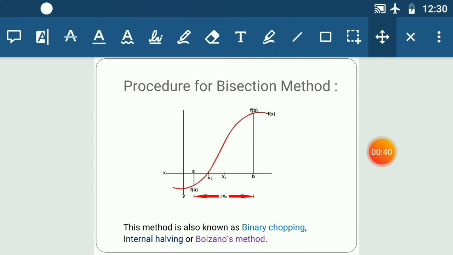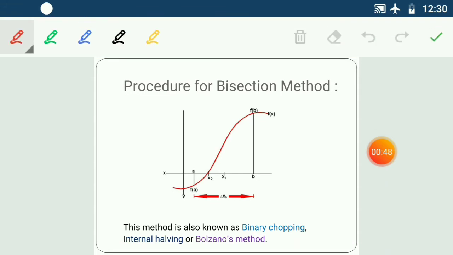So what is the bisection method? It gives the value of the root of any given equation. Let's suppose I have an equation y equals f of x. This is my equation, y equals f of x. We are going to take its graphical insight here.